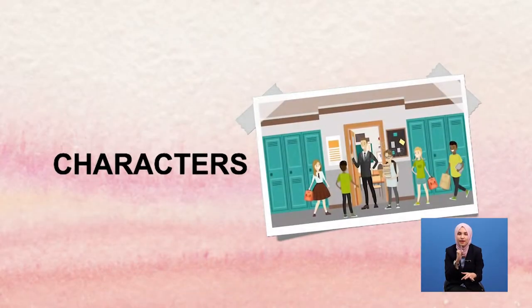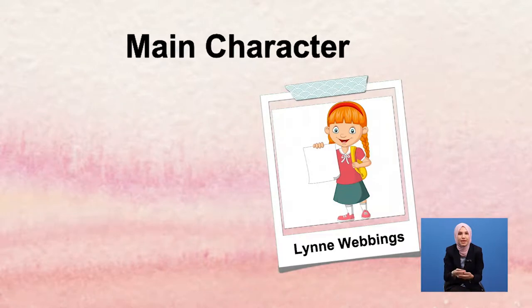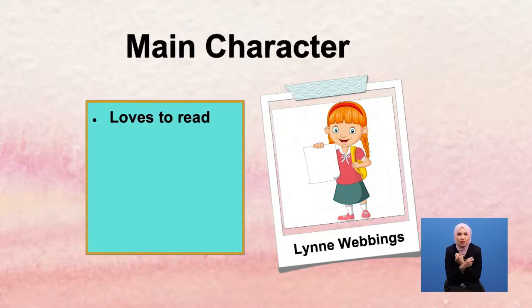The next literary element from the short story is characters. Let's find out more about the main characters. First, we have Lin Webbings. She loves to read. She reads Bradbury books and writes good essays. Lin is also hardworking. She recalls how she works hard for the competition and spends weeks for her story.